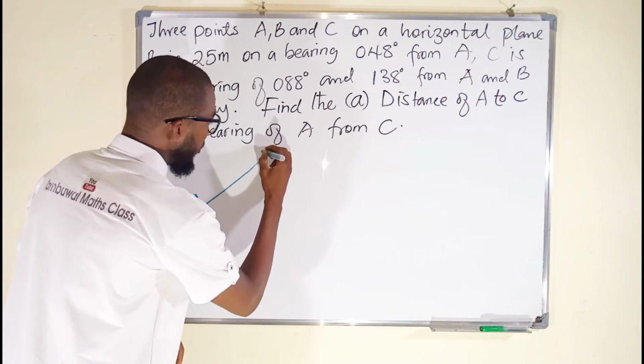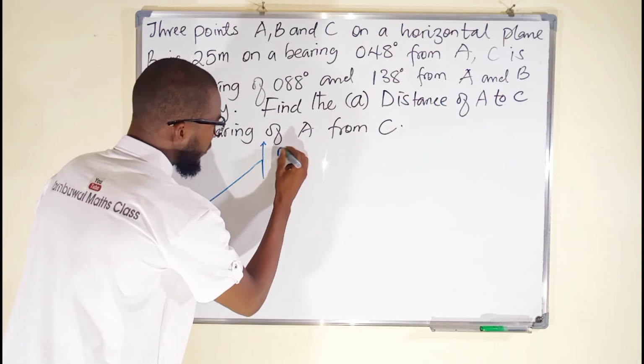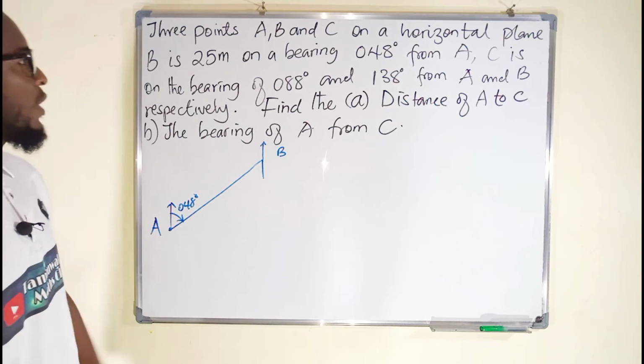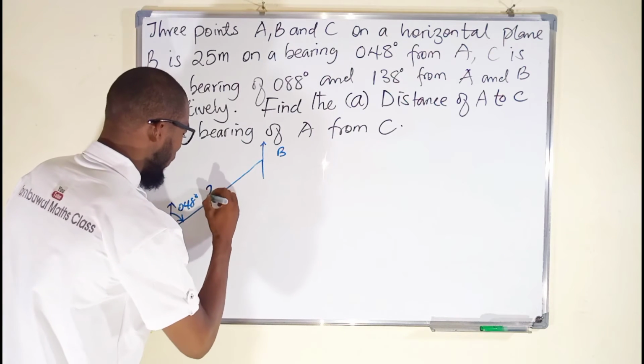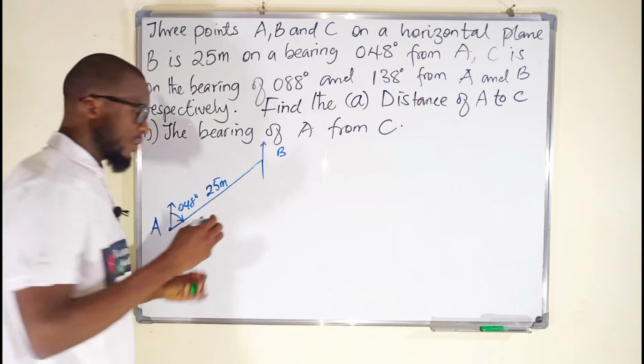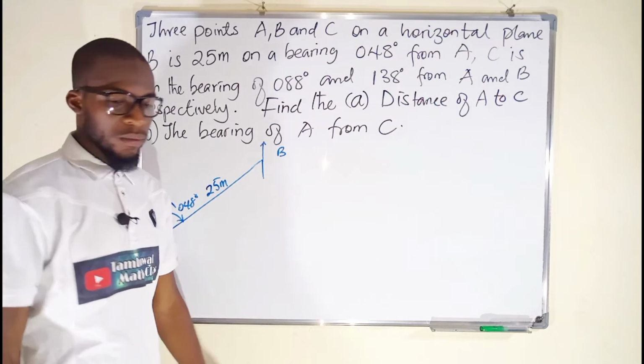To B, so this is our B. It also has a north pole. Let me extend it. This is B. Okay, I'm not done. This is 25 meters. Okay, moving on.